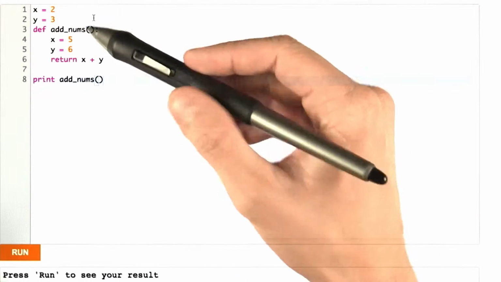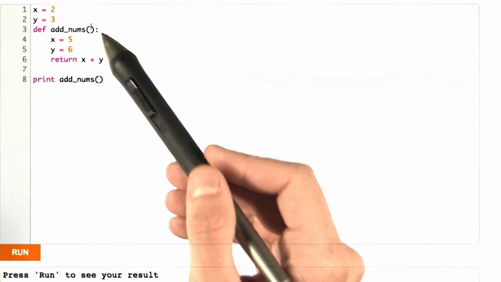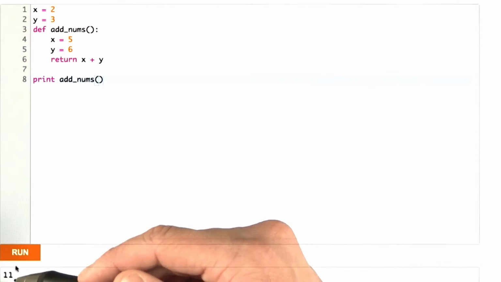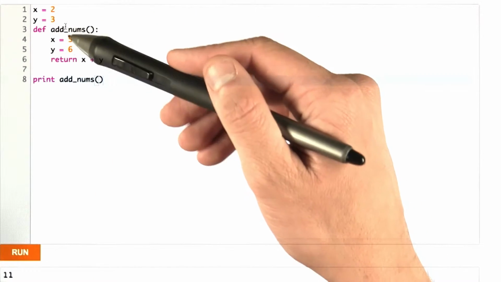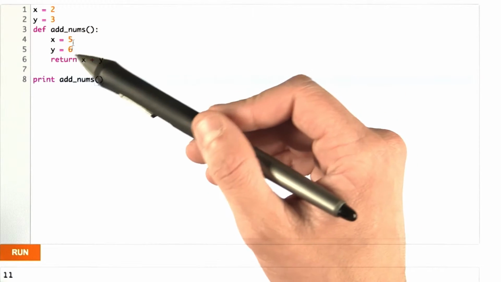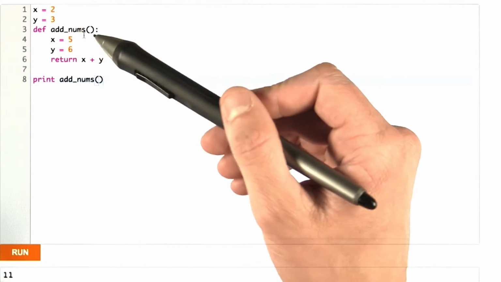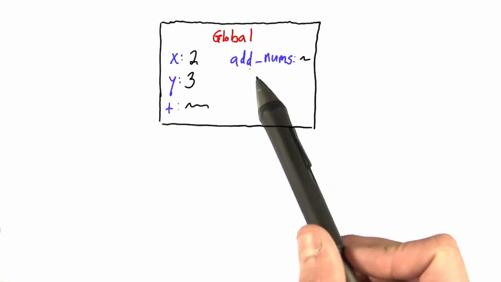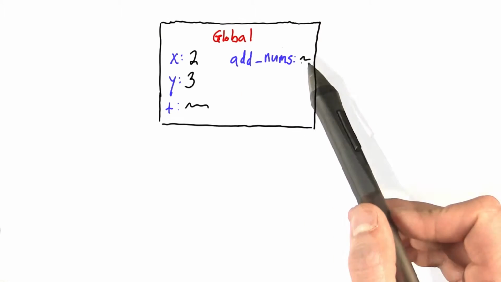So here I've just defined a function called addNums, and it returns x plus y. And when I run it, I get 11. So what's happened here is that our function has created a new scope, and this scope is local to the function. And so what happened when we defined addNums was we made this binding between this name and the function object.